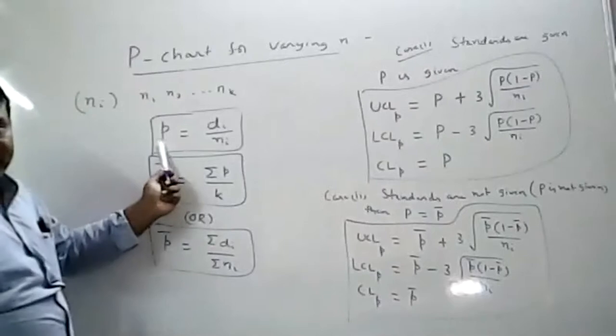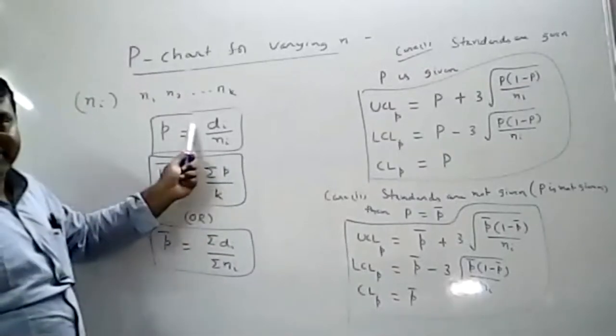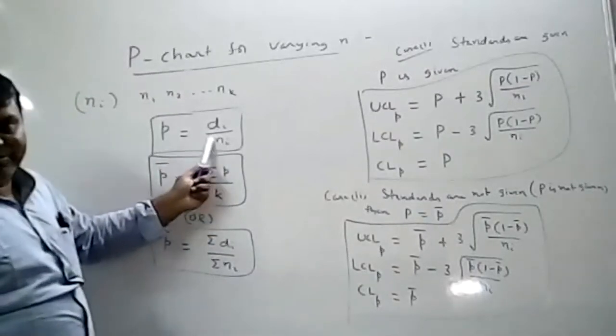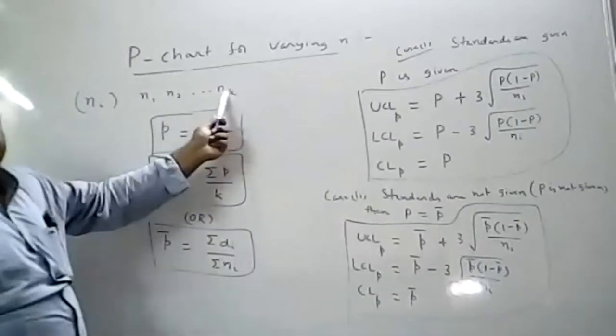So what is the p formula? The p formula is nothing but di by ni. p means fraction defectives, and ni means varying sample sizes. Sample sizes will be varying.